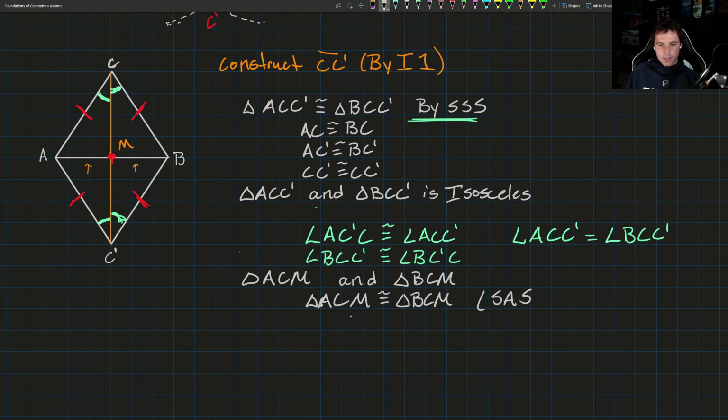Where CM is congruent to itself, angle MCA, or I guess C prime CA, or ACC prime, I'll try and be consistent, is congruent to C prime, or BCC prime. And then we have that segment AC is congruent to segment BC.